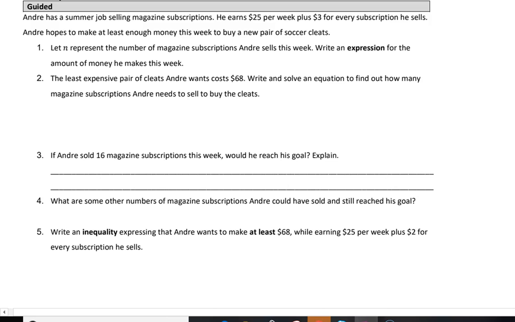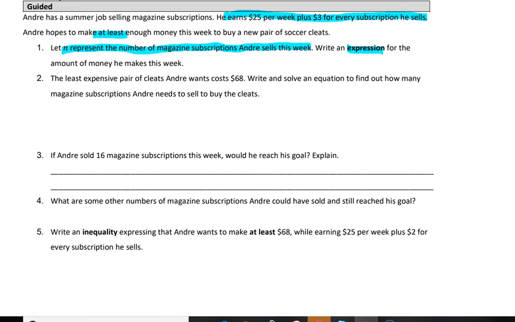So we have: Andre has a summer job selling magazine subscriptions. He earns $25 per week plus $3 for every subscription he sells. Andre hopes to make at least enough money this week to buy a new pair of soccer cleats. We're going to let N represent the number of magazine subscriptions Andre sells this week, and we're going to write an expression for the amount of money he makes.